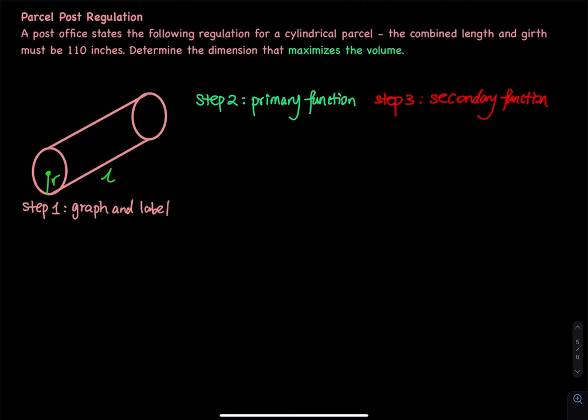Parcel post regulation. A post office states the following regulation for a cylindrical parcel. The combined length and girth must be 110 inches. Determine the dimension that maximizes the volume.